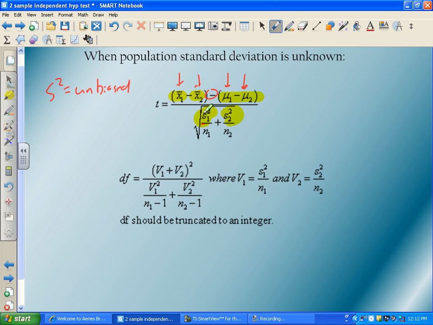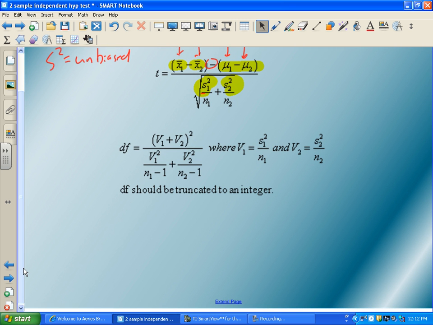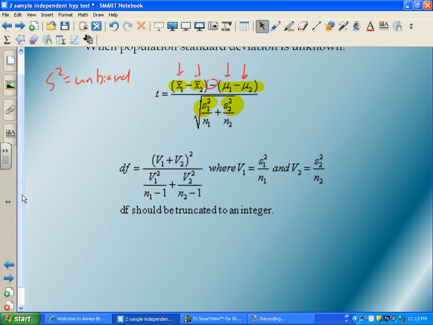That's about it. I will tell you, this is the only time you're going to see the equation for degrees of freedom in this class. Okay? This equation for degrees of freedom for a two-sample independent t is a mess. It's a big, messy calculator crunch. Don't worry about it. Okay?